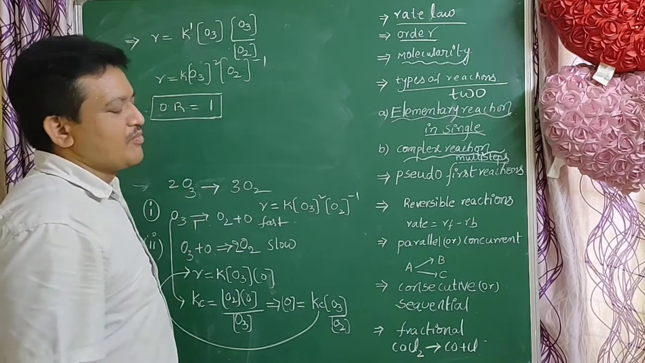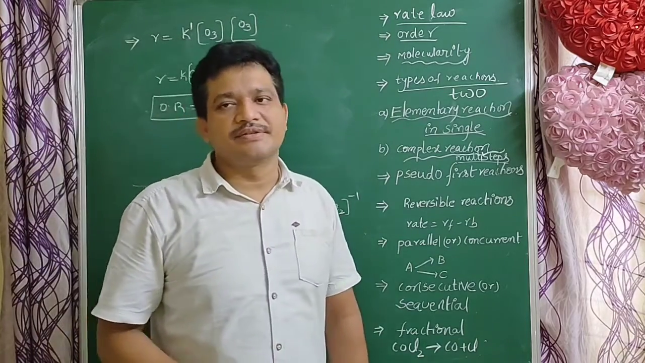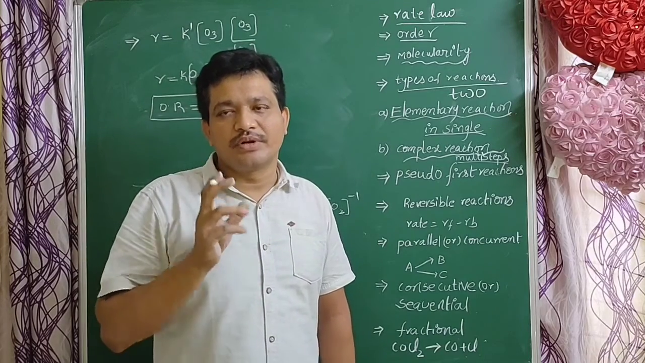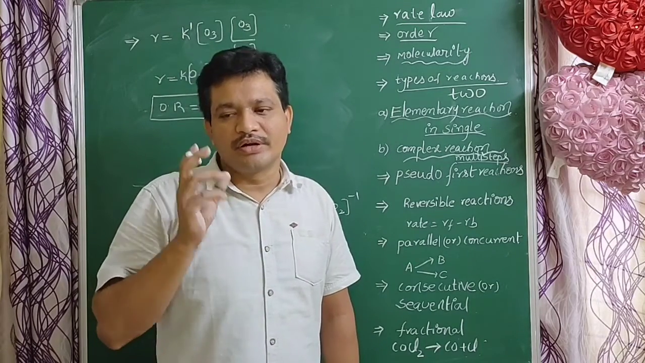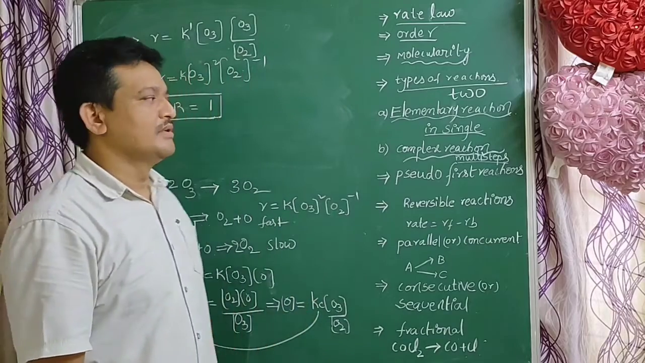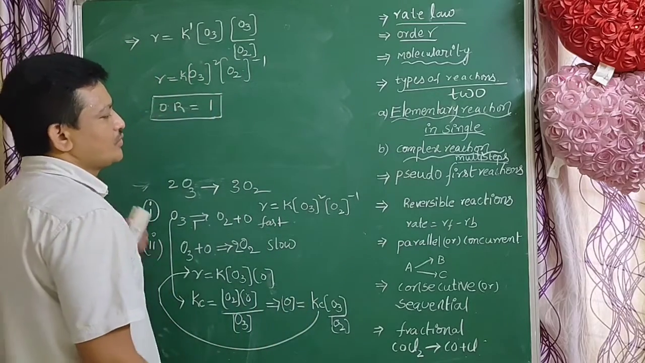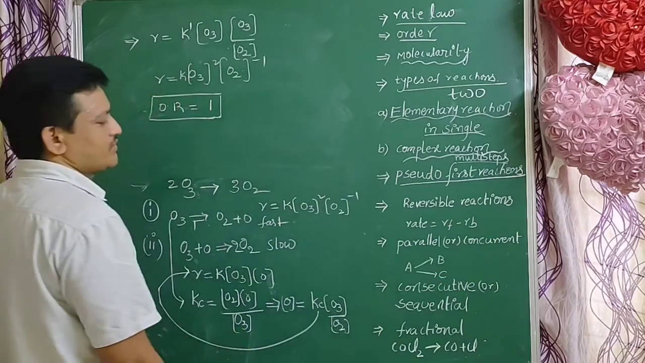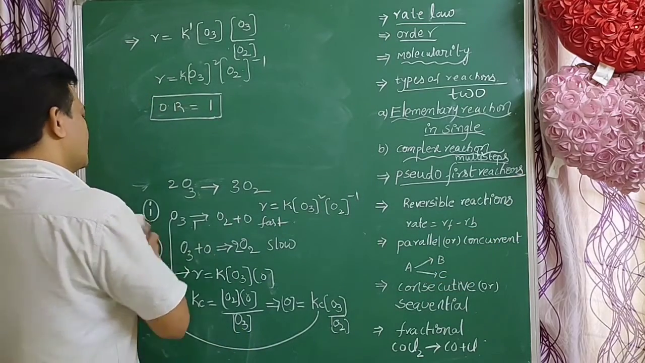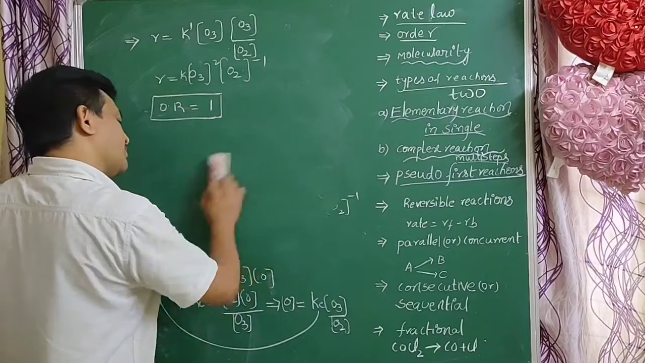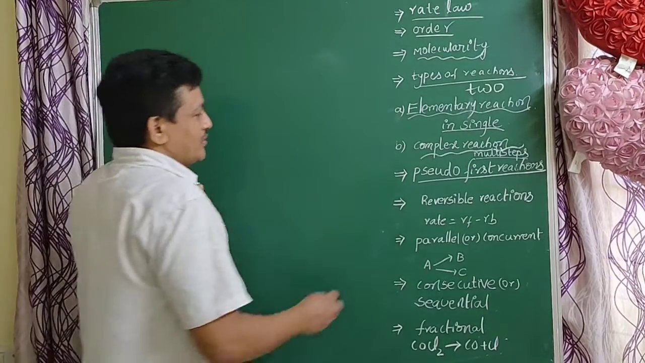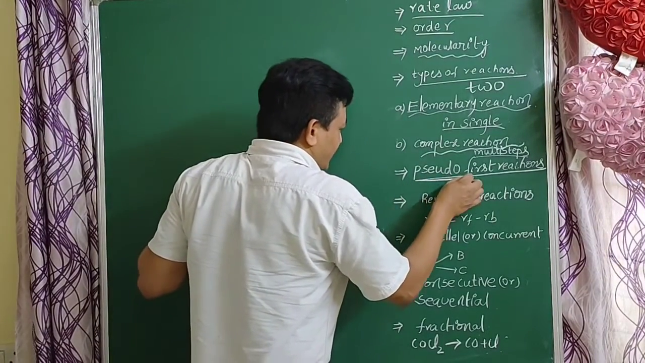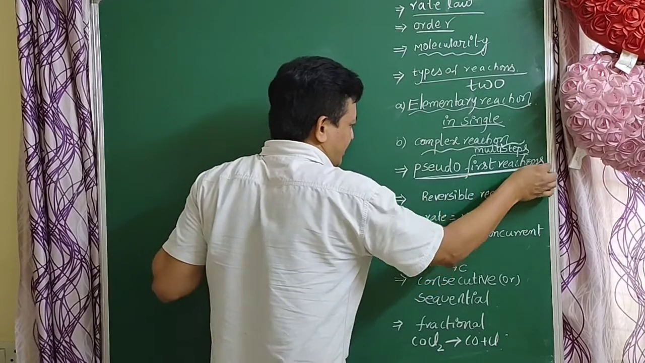So these are some important complex reactions: how to write the rate equation and how to find the order of the reactions. Next, go to pseudo first order reactions. What are pseudo order reactions? What are pseudo first order reactions? This concept is also very important.